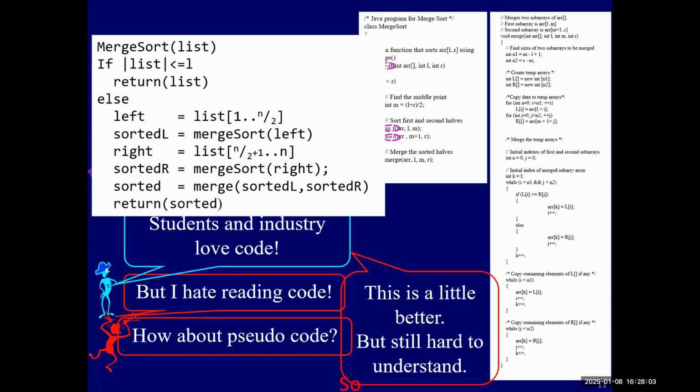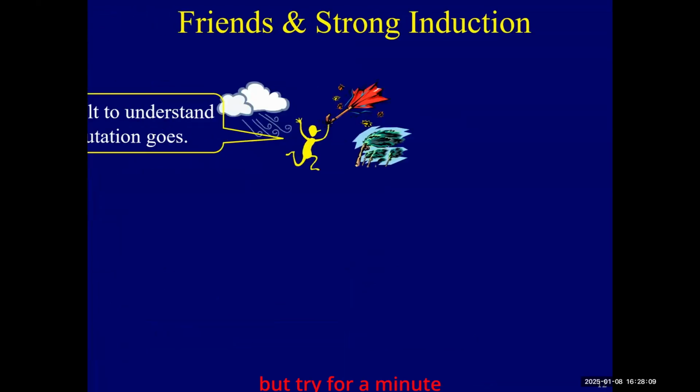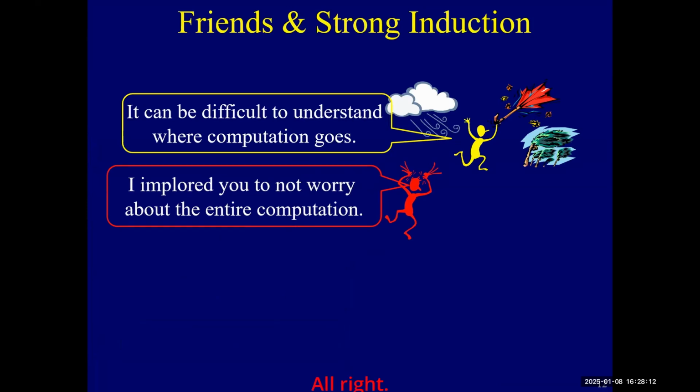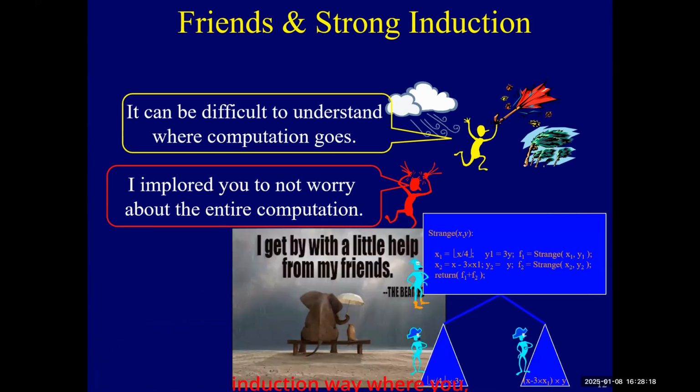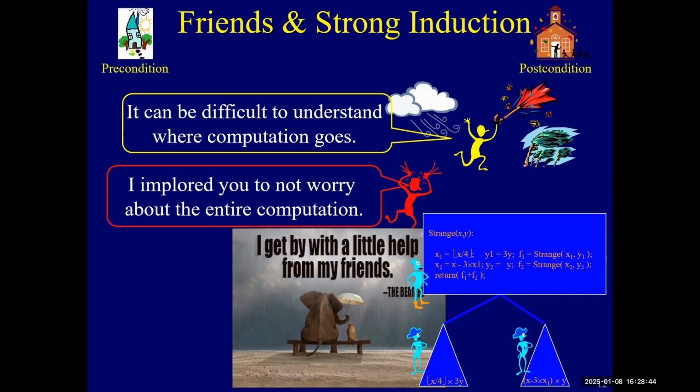All right. So we'll come back to this code, but try for a minute to do it my way. And this is kind of what I've said already. It's my way, the friends or the strong induction way, where you can ask your friends any question whatsoever, as long as it meets the precondition of the same problem. You can't say, my job is to clean the house, so I get my friend to wash the dishes. It has to be the same problem, and it has to be smaller. And you trust them.